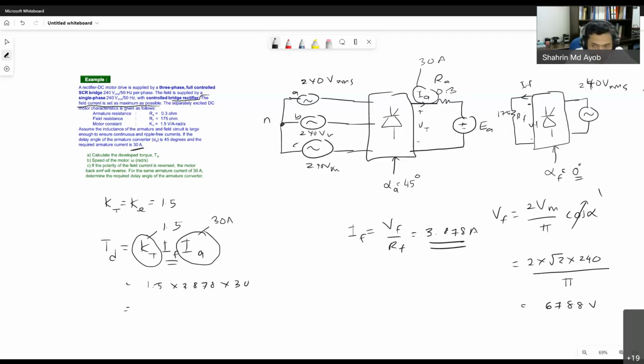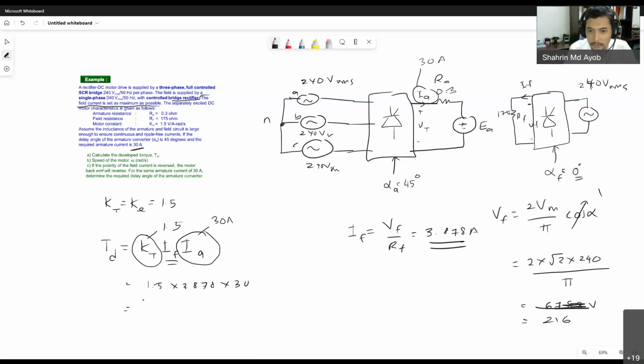Is this correct? Please check. 2Vm. Is it 2Vm? Because it's actually not the same as the answer. The answer is 55.58. There is something wrong. So let's check VF. 2 multiplied with square root 2 multiplied with 240. It's 216. Okay, 216. VF. Yeah, 216. Sorry, yeah. 216.